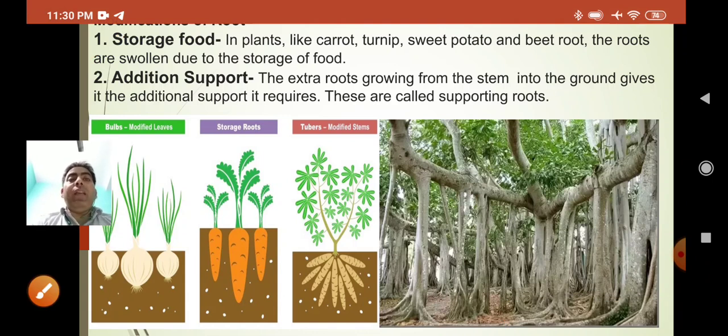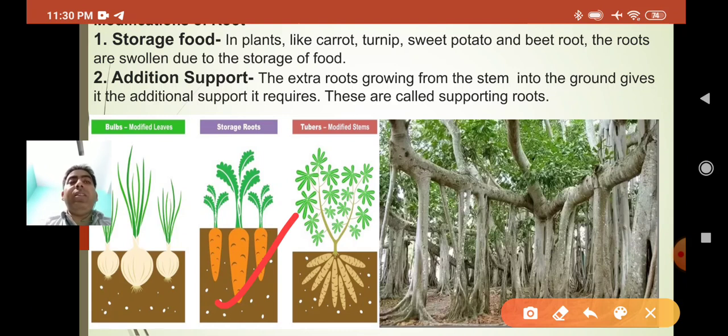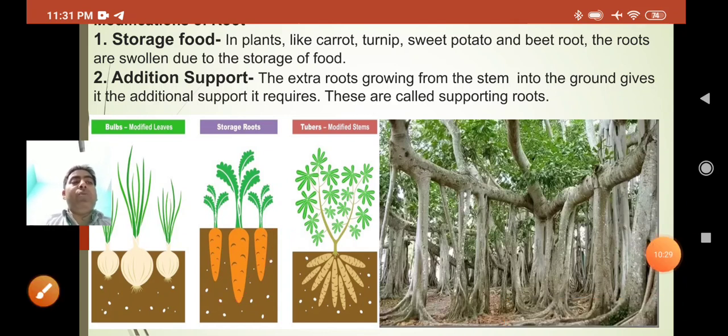What does this do in some plants like carrot? Here you can see the carrot. In carrot, turnip, sweet potato and beetroot, the roots are swollen due to the storage of food. Why are they swollen? Have you ever thought about that? Because it stores the food. That stored food we eat. So the first modification is to store the food.